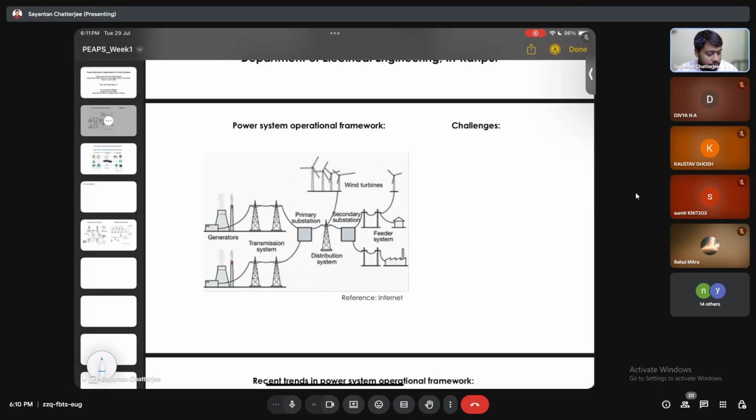Right? So the power systems, as we all know, nowadays this is the conventional power system framework, right? The difference that we see in recent days, anyone please give a brief idea what is the change that we see from the image that is here and what we generally see nowadays?